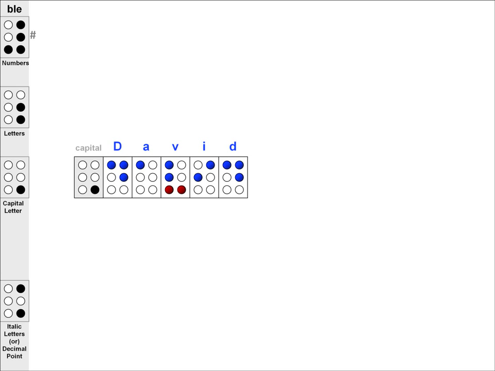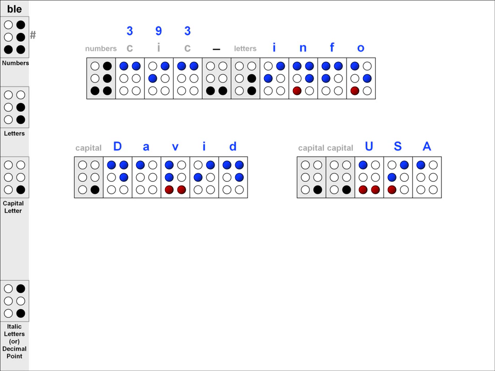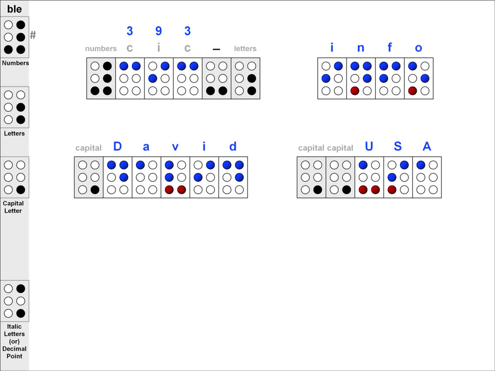So now let's take a look at how the capital sign works. As mentioned earlier, when there is only one capital sign, it only capitalizes the very next letter, such as the letter D in the name David. However, if you put two capital signs together, they capitalize the entire word that follows, such as when you want to capitalize all three letters in USA. In fact, if we look back to our earlier example of the phone number, we could actually capitalize the word info by adding two capital signs after the letter sign, just like this.